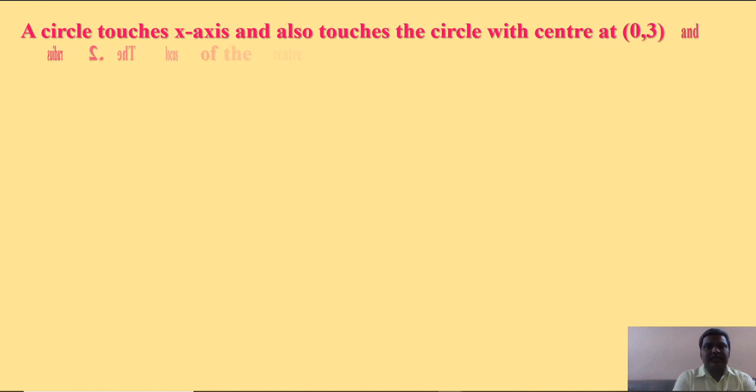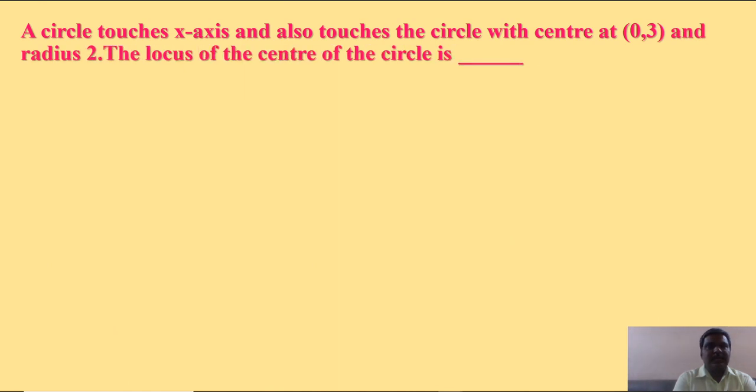See this one. This is the problem. A circle touches x-axis and also touches the circle with center at 0, 3 and radius 2. Then the locus of center of circle is what? This is the question. It is also a very interesting question. What is the given condition here? See, one circle is there, touches x-axis, also touches the circle with center at 0, 3 and radius 2.